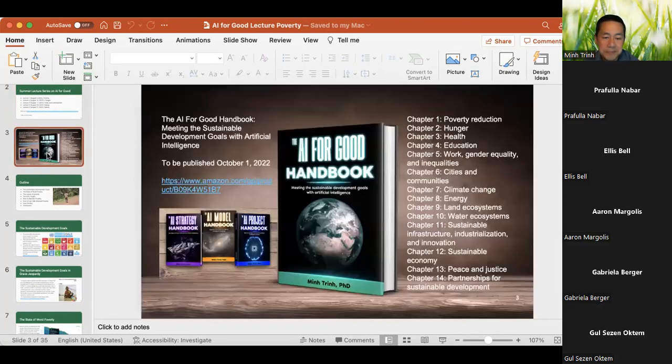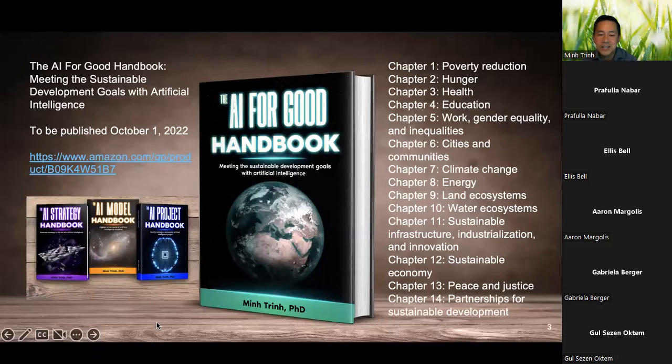Next slide, please. So this is based on a forthcoming book. Maybe can you put it in slideshow mode, Prafula, so we can see the bigger screen. Okay, that's great. Thank you very much. This is part of a forthcoming book to be published in October. The book covers more themes, from poverty reduction to infrastructure, peace and justice, and so on. So it will give you a glimpse of what is in this book.